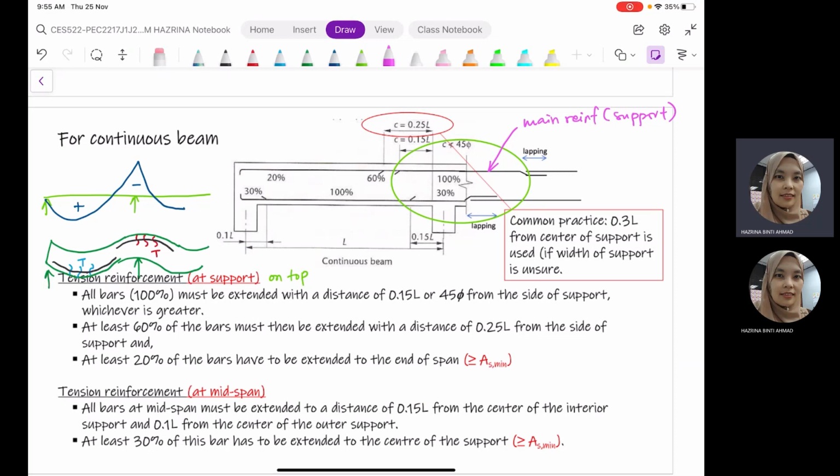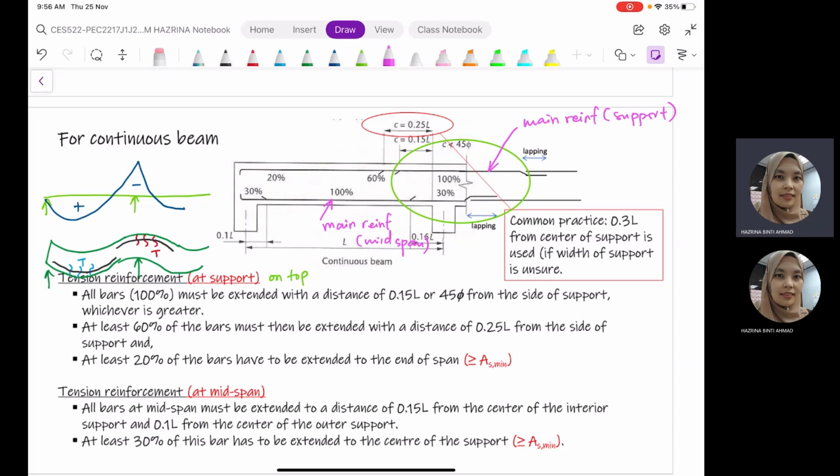Then with regards to the reinforcement at the bottom of your beam, it will be the main reinforcement for the midspan. This is the other reinforcement, which is placed at the bottom of our beam. So you need to understand this location first, then only we can proceed with the curtailment rules. Now we are going to look into the tension reinforcement at the support.